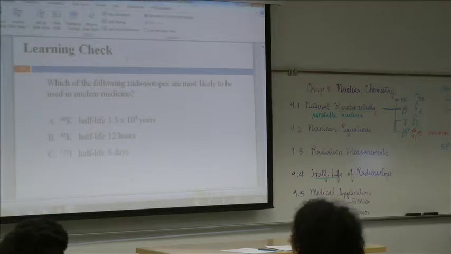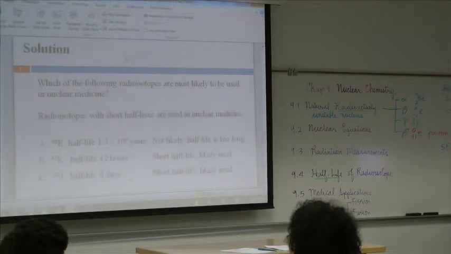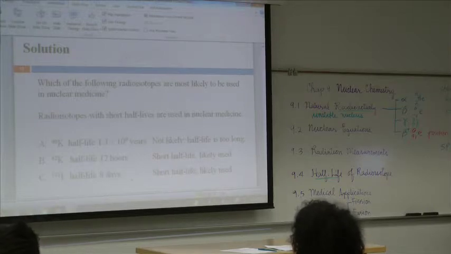So learning check: which would be the isotopes that are used in nuclear medicine? A, B, or C? So potassium could be used because its half-life is 12 hours, and iodine could be used because it's also 8 days.